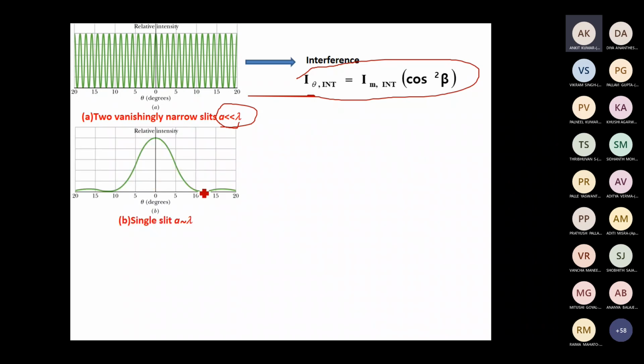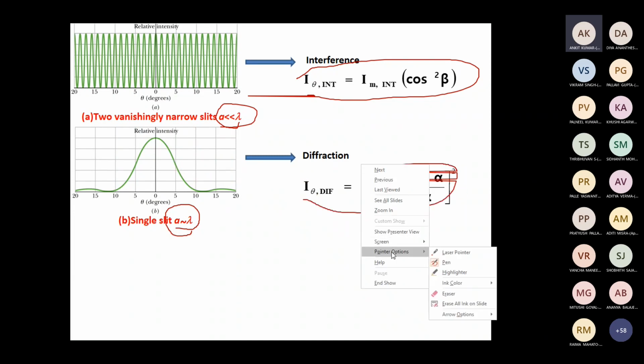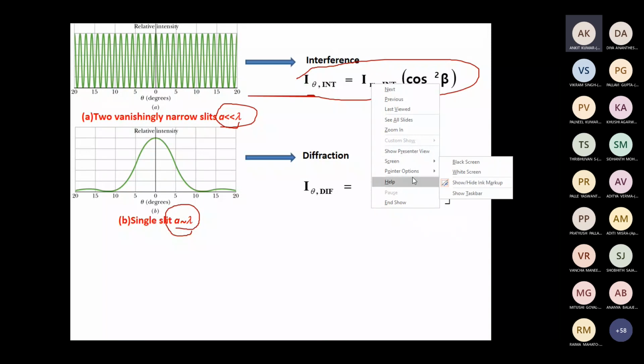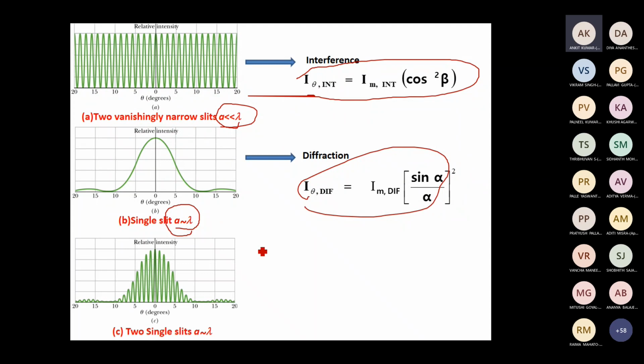Now, you have a case of diffraction when you are taking the condition A is approximately equal to the wavelength of light which is used in the experiment. In that case, the intensity distribution can be explained using the formula I theta is equal to Im sin alpha by alpha, where alpha is equal to pi a sin theta by lambda. And now you have the combined effect.